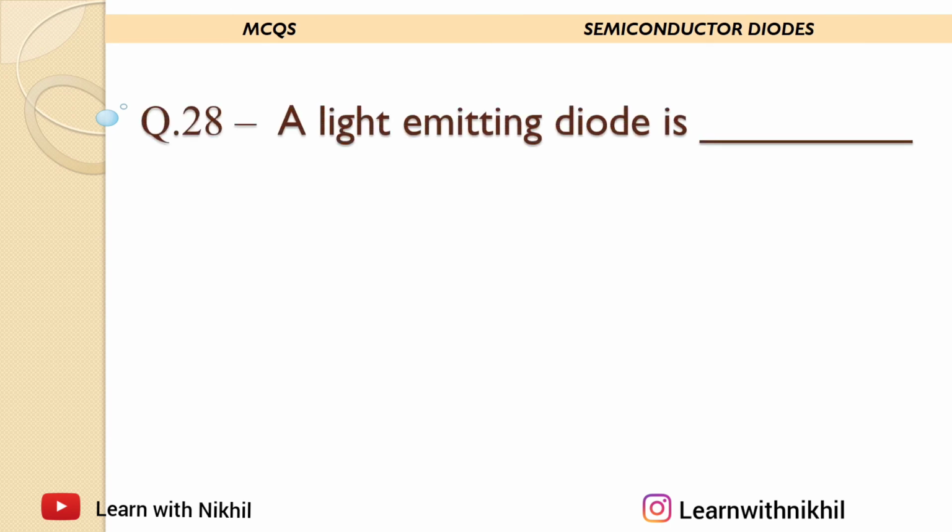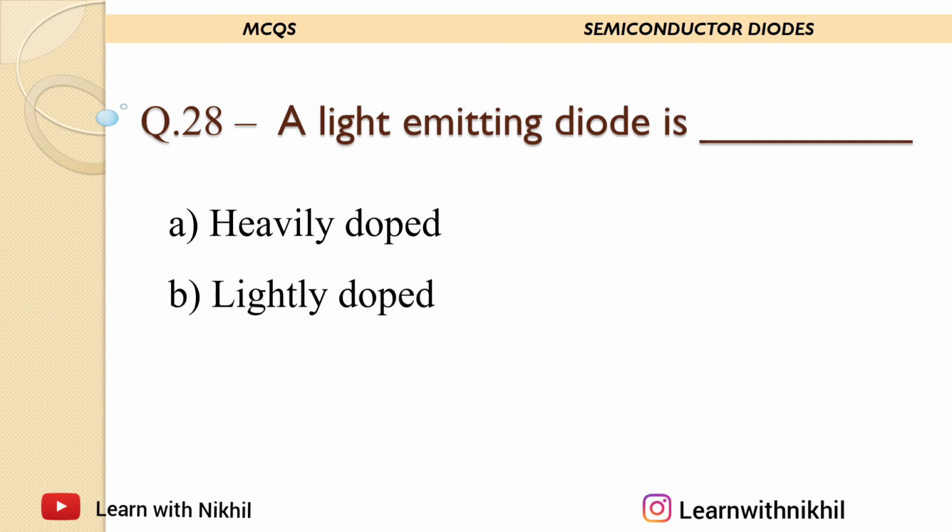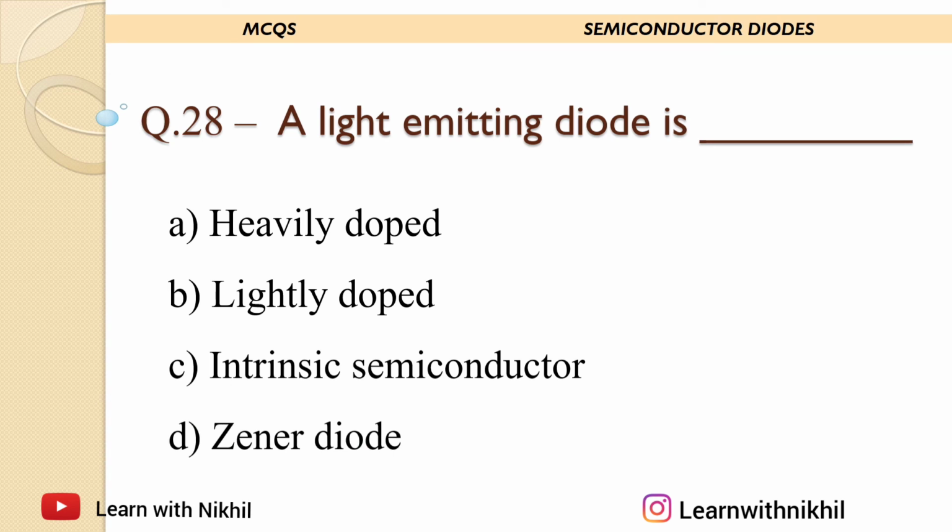Next question. Light emitting diode is A, heavily doped, B, lightly doped, C, intrinsic semiconductor or D, Zener diode. The answer is heavily doped.